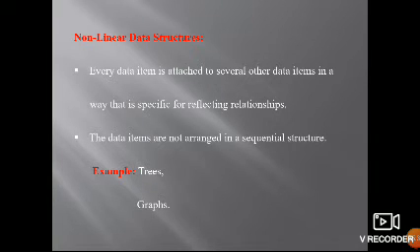In non-linear data structures, every data item is attached to several other data items, specifically for reflecting the relationship. So the data elements are not arranged in sequential structures. Examples: trees and graphs. Tables you can also take as an example.